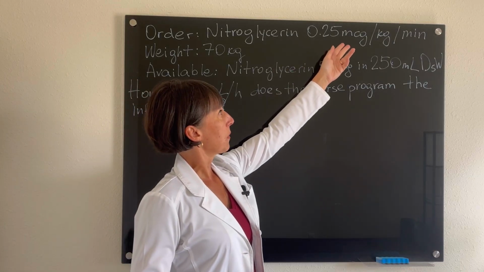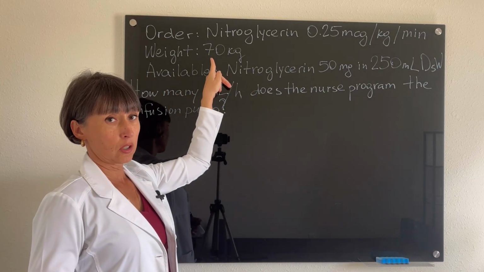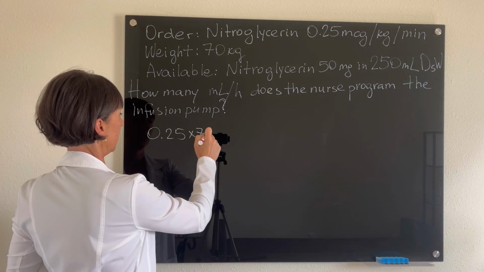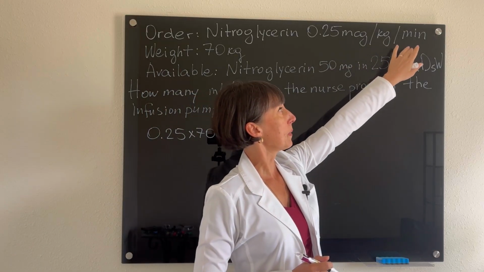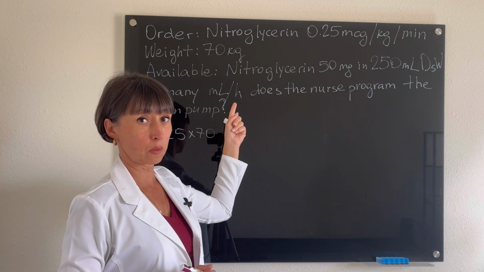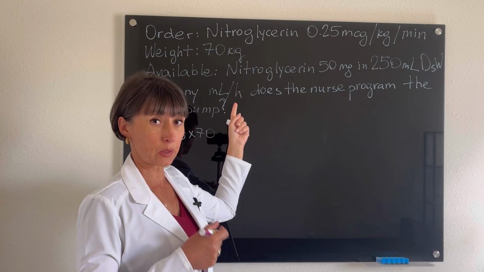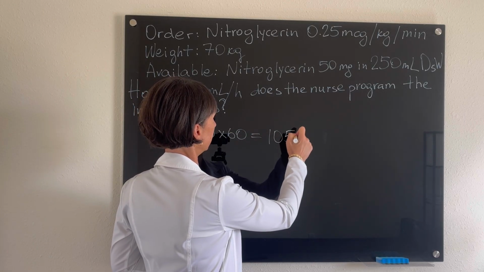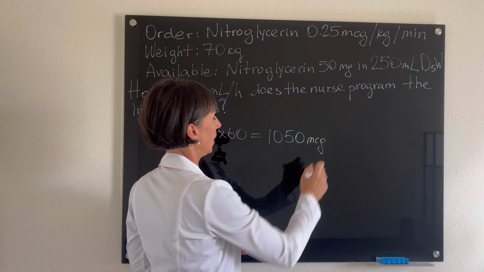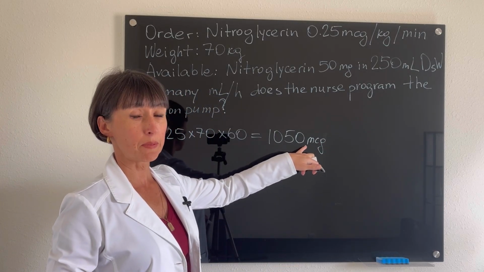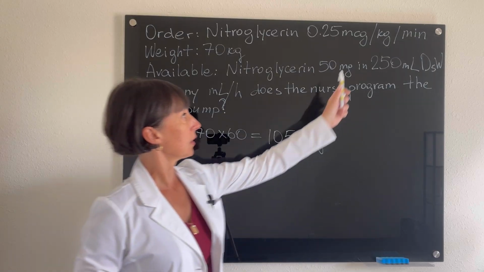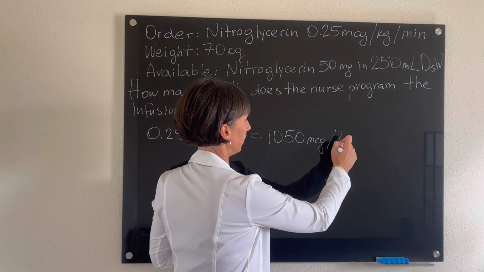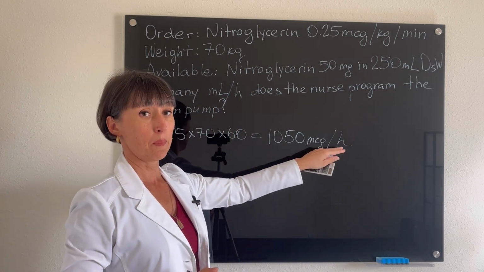So if 0.25 micrograms per kilogram, then for my patient, I need 70 times that. And if this amount is ordered per minute, then in order to go to per hour on my pump, I need to multiply by 60 because there are 60 minutes in an hour. And I found this to be 1050 micrograms, and I'm no longer per kilogram, right? I'm already per my patient weight, and I'm no longer per minute, I'm per hour now. So this is how many micrograms per hour my patient will be receiving.